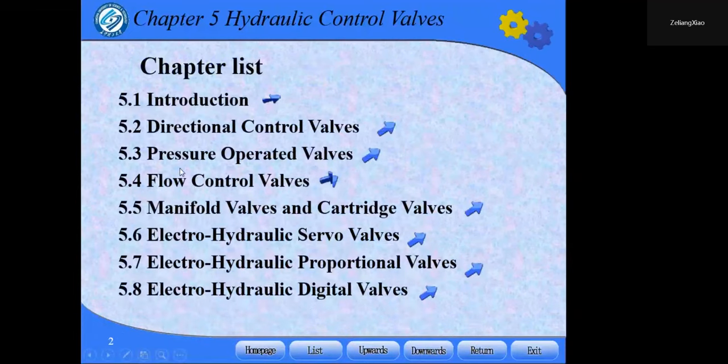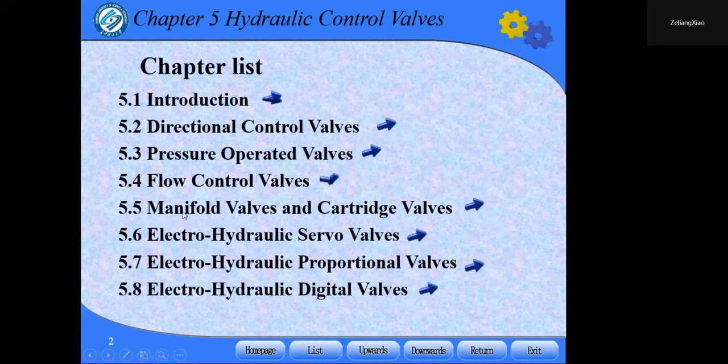The chapter includes the following 8 parts. The first one, introduction. The second, directional control valve. The third one, pressure operated valve. The fourth one, flow control valves. The fifth, manifold valves and cartridge valve. The sixth one, electronic servo valve, electric hydraulic proportional valve, and the last one is electric hydraulic digital valve.